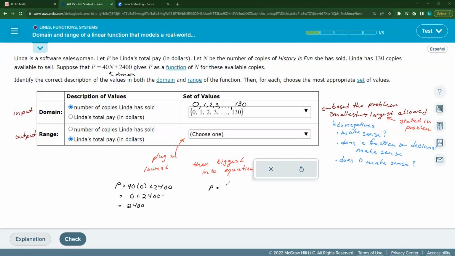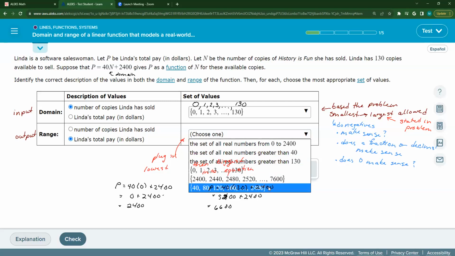So this is P equals 40 times 130 plus 2,400. So 4 times 13 is 52. That's not a 2. Okay, 52 and 2 zeros plus 2,400 plus 6,600. All right, so she's going to make between $2,400 and $6,600. So we should have a drop down for that choice, and it should have them listed.